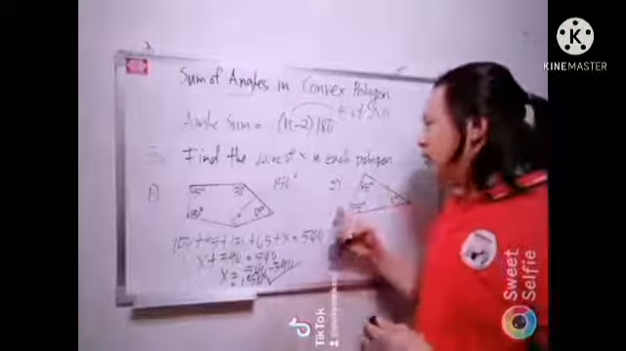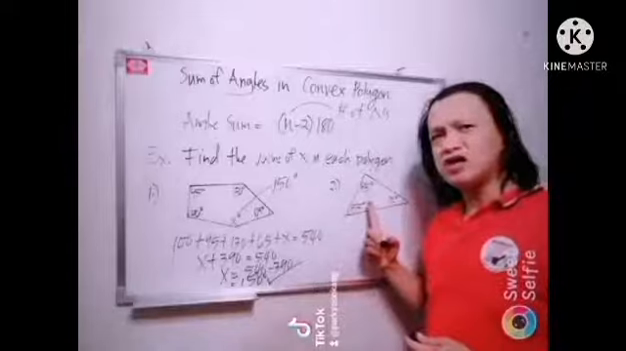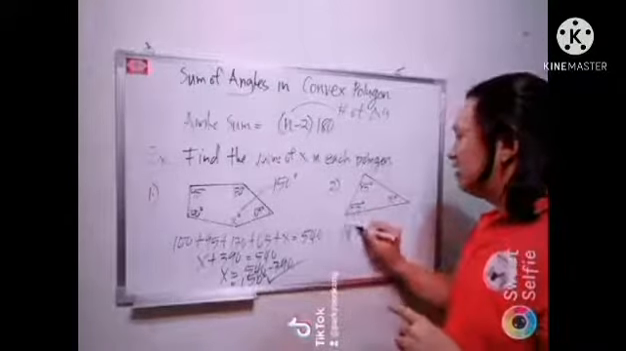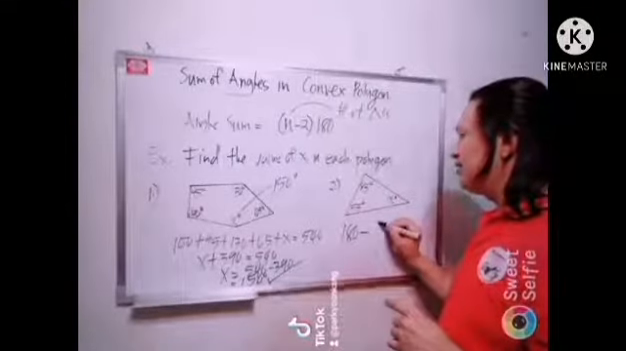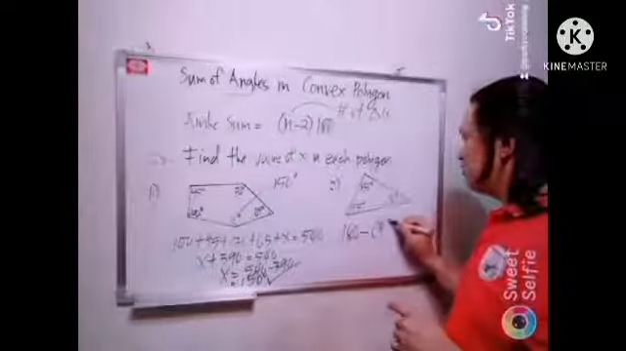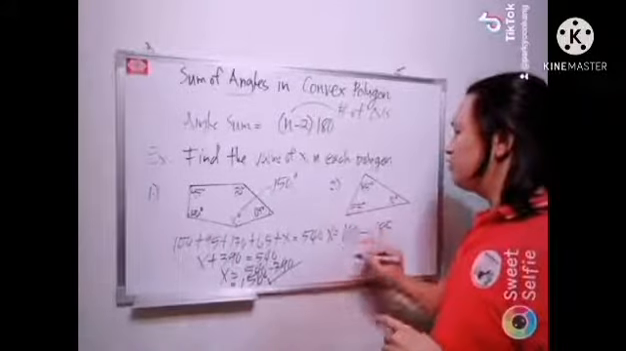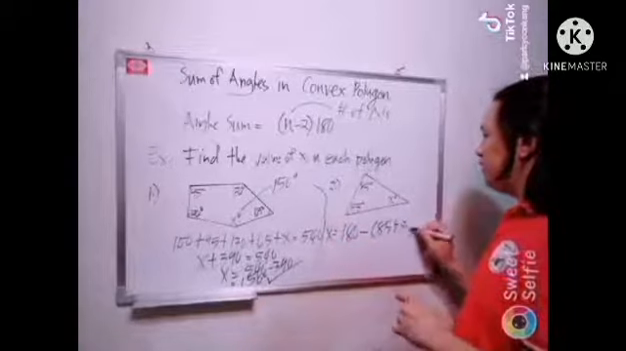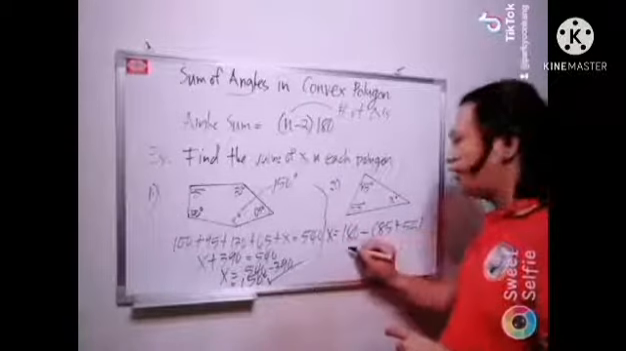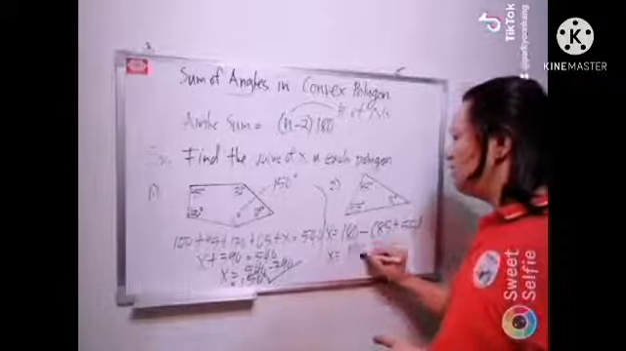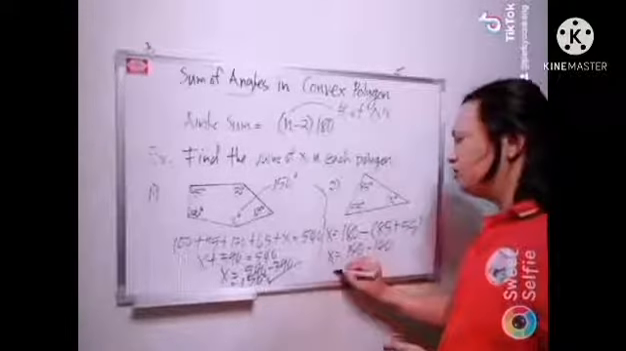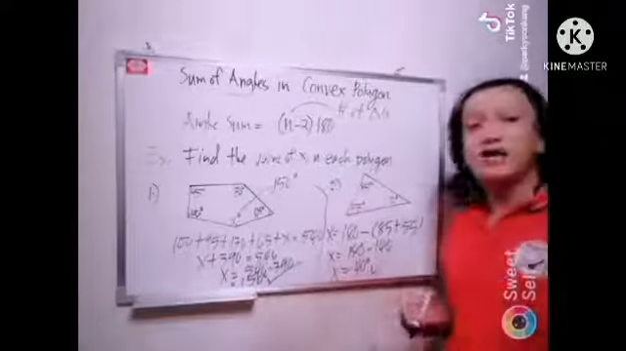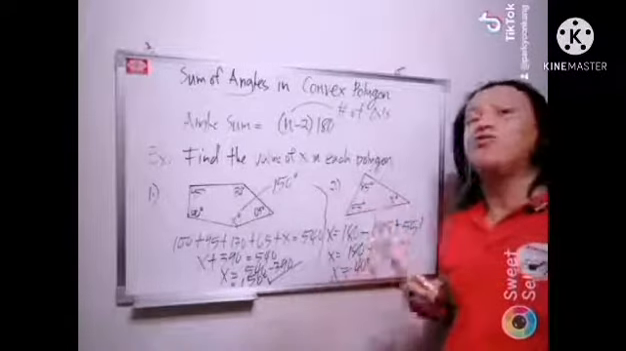Ganun lang siya. How about number 2 naman? This is a triangle, so the sum of the angles in a triangle is 180. We write 180 minus the sum of the two given angles, 85 plus 55. That is how you find x. The sum of these two angles is 140, so x equals 180 minus 140. The value of x is 40 degrees. Ito ngayon yung value natin. If you check, i-add mo na to, that is 180 degrees.